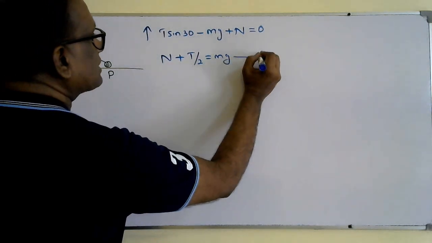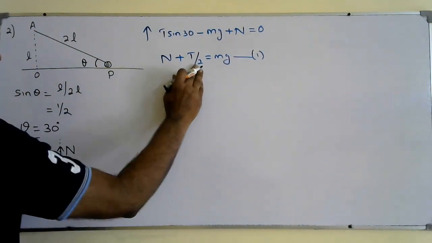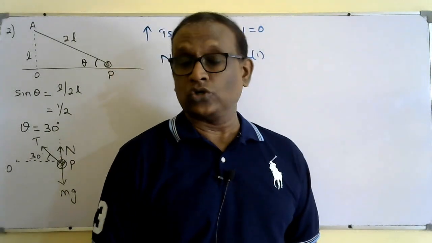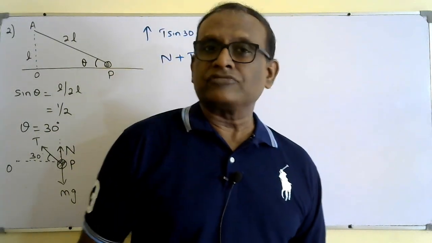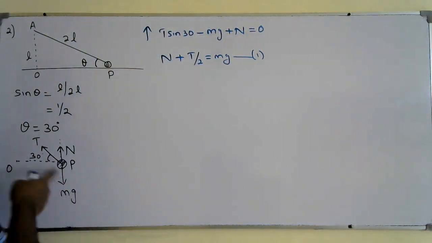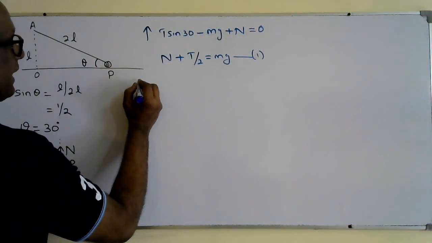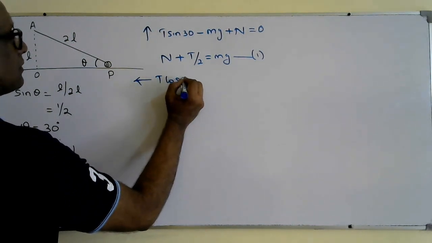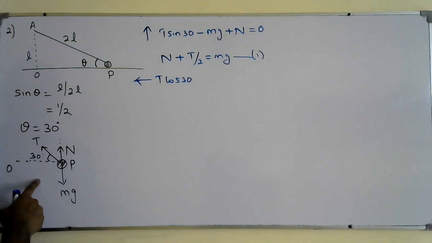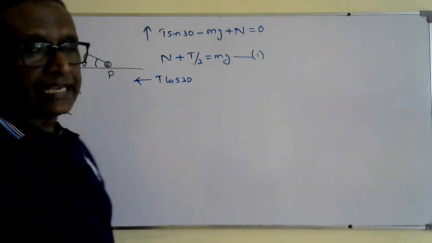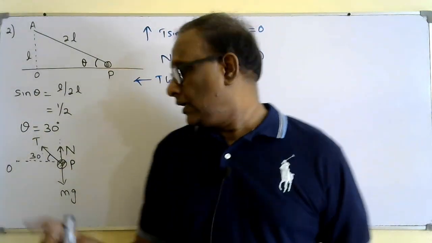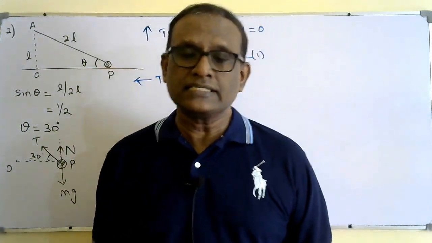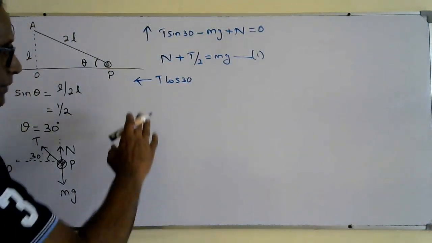We'll keep it as the first equation because there are 2 unknowns. T is unknown, N is unknown. So I can't decide anything about N from this equation alone. We'll try to find another equation related to centripetal force. Towards the center is the centripetal force, that is T cos 30. N is a vertical force that has no horizontal component, and mg also won't have a horizontal component. So this is the only force providing the required centripetal force.